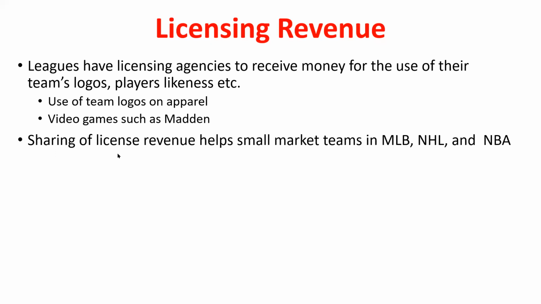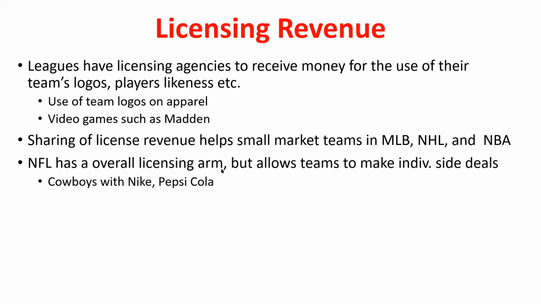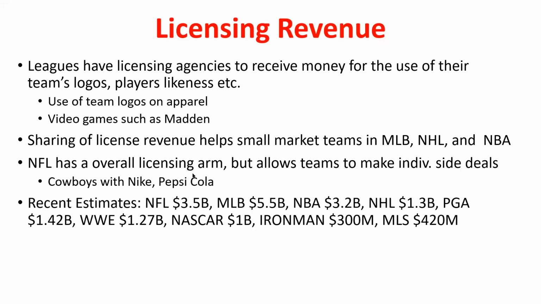So if there's a lot of license revenue being made, they kind of share it in each one of these leagues. They share this across all teams, right? So it's more like you have to pay the NFL, and then the NFL redistributes that evenly across teams. The NFL allows for teams to make individual side deals. For instance, I think the Cowboys, when I looked up, had some deals with Nike and Pepsi, but it's not very common that teams have a lot of high revenue generating side deals. And for the most part, these leagues are making the deals and then redistributing the money evenly across teams.